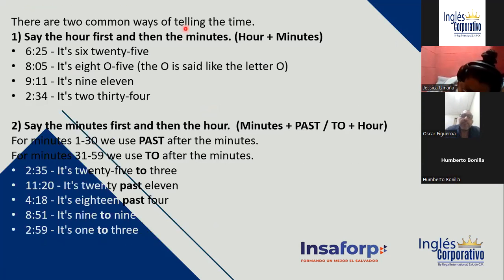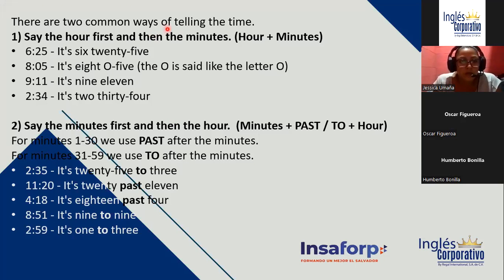And here, guys, like in El Salvador or any other part of the world, como en otras partes del mundo, existen dos formas de decir the time or the hours in this case. Form number one, la forma número uno es la más fácil. Que si yo les digo ahorita 9:31, Oscar, how do you say that in English? It's 9:31. Correct. So, the form number one says that we say the hours first and then the minutes. Decimos la hora primero y luego los minutos.